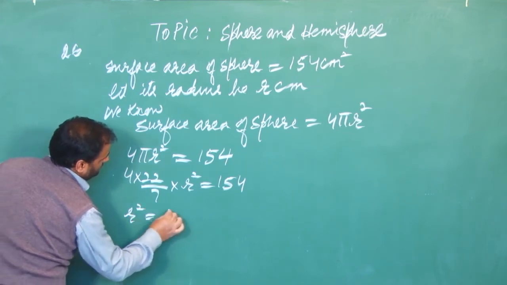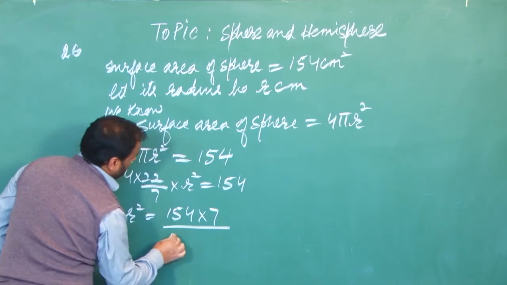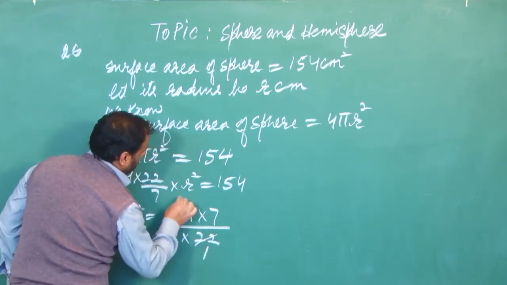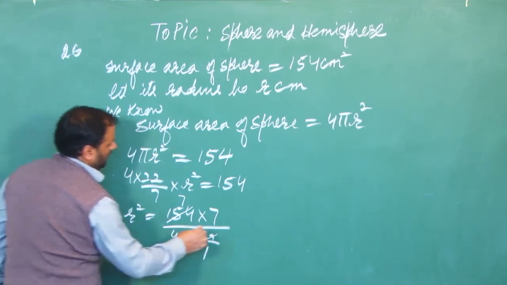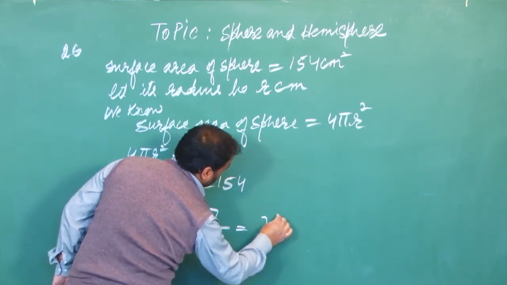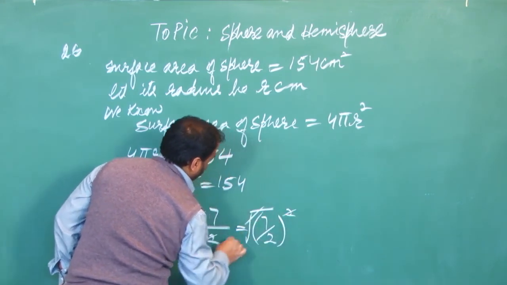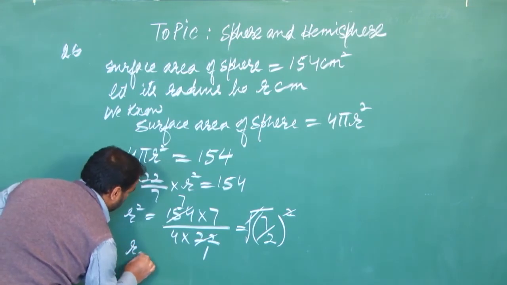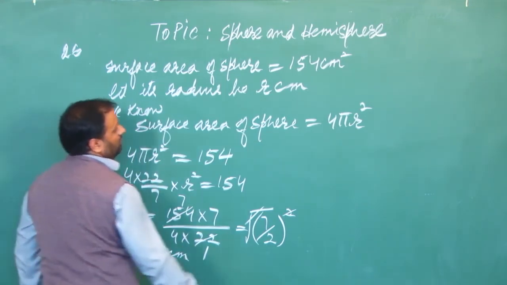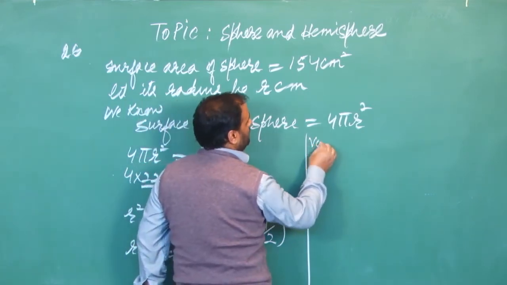R square is, on transposing, 154 gets multiplied with 7 and 4 with 22. So, cancelling this, we have 7 two times and 4 is the square of 2. So, putting the square root on that, the radius of that sphere will be 7 by 2 centimeters. Now, we are in a position to find the volume of that sphere.